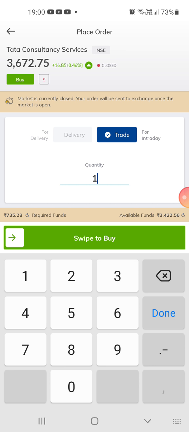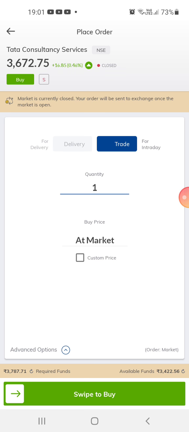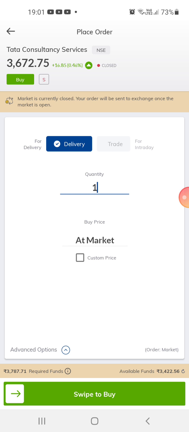You choose a trade option, and maybe you want to trade in one quantity. It's 735 rupees. 3672 is the total amount. The share price, the actual share, if you want a delivery of the share, is 3787. So this is the delivery of the share, and if you want to trade in the share, it's 735 rupees. This is for intraday. Suppose you want to trade during the day in TCS, it is 735. If you want to buy the share, it is about 3787 rupees.